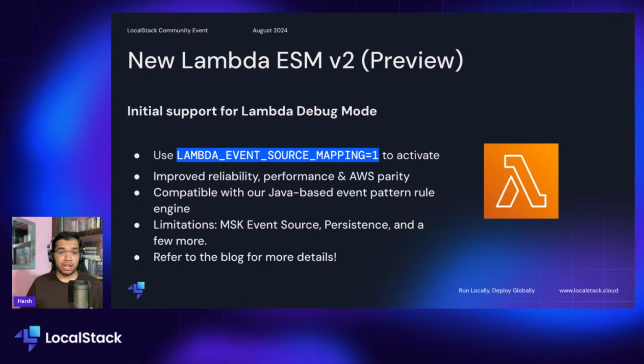Second up, we have got Lambda Event Source Management V2 implementation. If you want to activate this, you can set LAMBDA_EVENT_SOURCE_MAPPING=v2. This will activate the V2 implementation for you. The difference between V2 and V1 is that this particular implementation has got much improved reliability, performance, and AWS parity. This is also compatible with our Java-based event pattern rule engine.